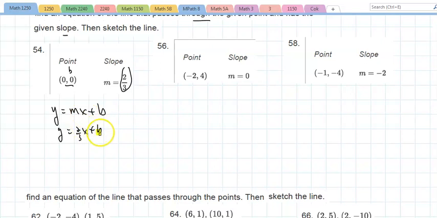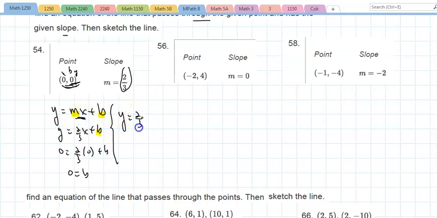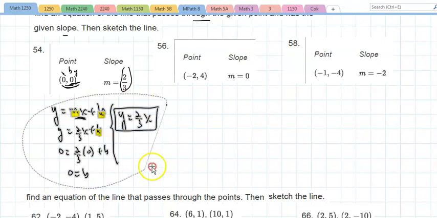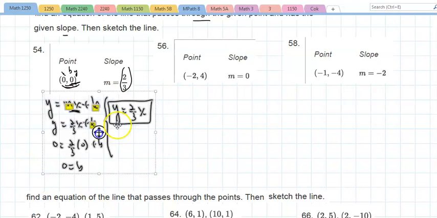And now I still need to find b. I always have to find those two. That's where the point comes in. This is x, this is y. So y equal 0 when x equal 0. And that means 0 equal to b. So here I'm getting y equal 2/3 x plus 0, just 2/3 x. And that's how it would look.